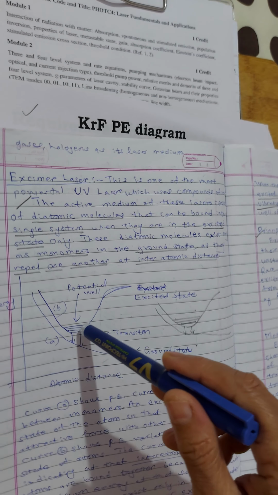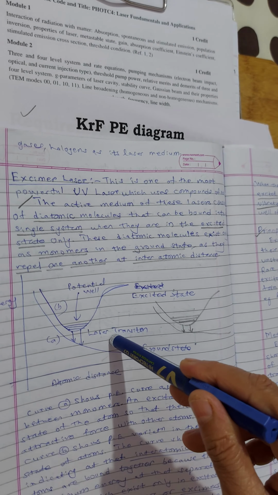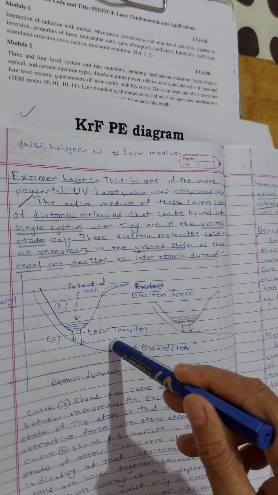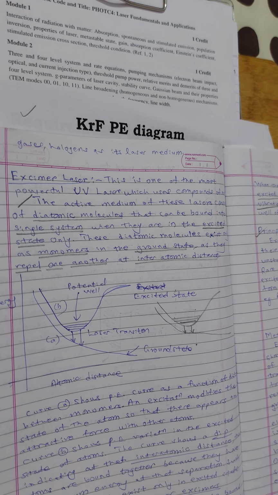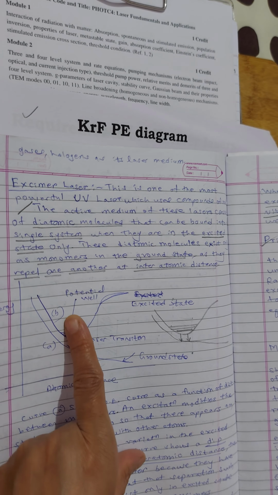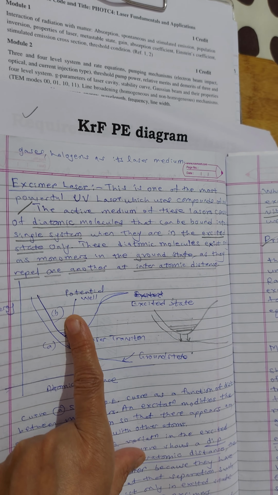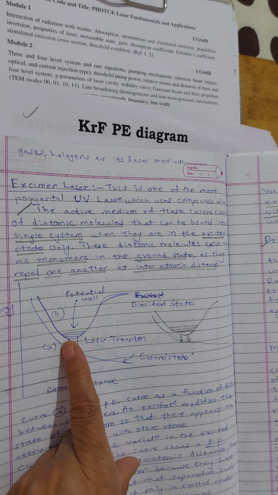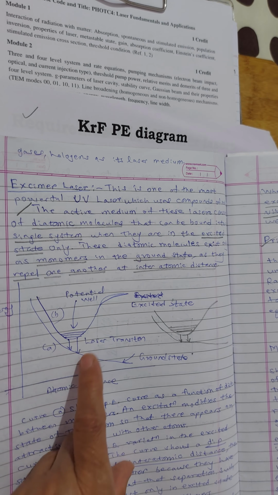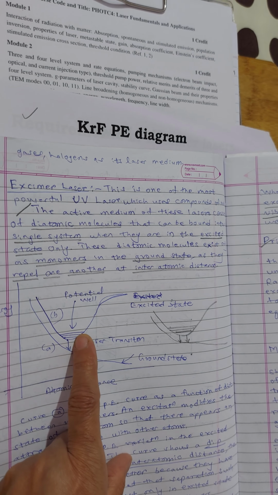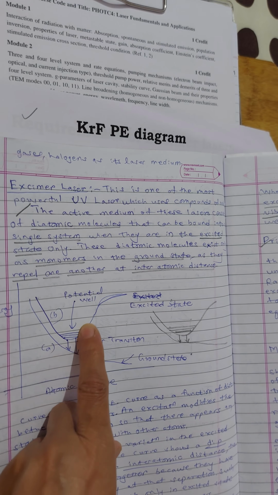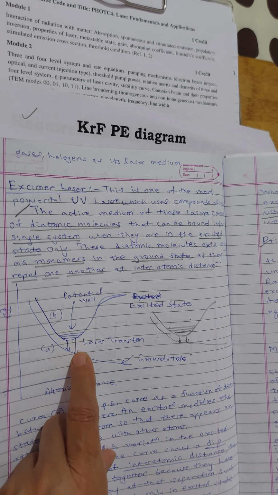Next, the atoms of inert gases can be bound into molecules by imparting energy to them. The excited state is a metastable state. When the atoms are bound together in the excited state, they can occupy several vibrational levels. These are the horizontal lines in the potential well of this curve B. And here I showed the laser transition.